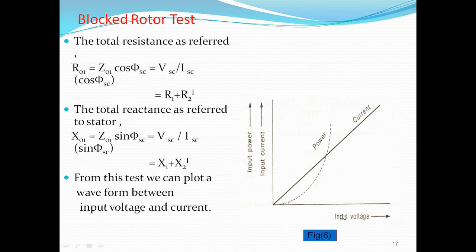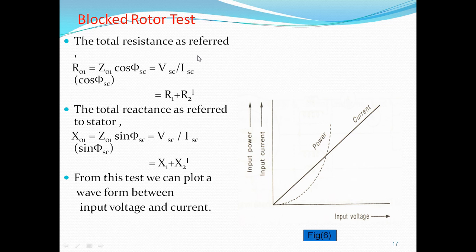From this test, we can plot a waveform between input voltage and current. This is the input voltage, this is the input current and input power. Input current is a straight line that passes through the origin, and the power equation, given as a dotted line, also goes from the origin. So note down this blocked rotor test.